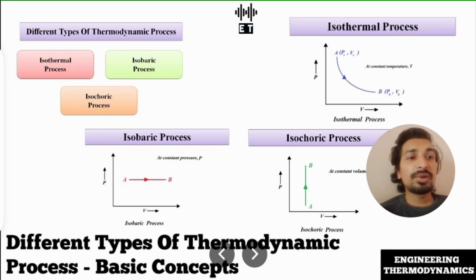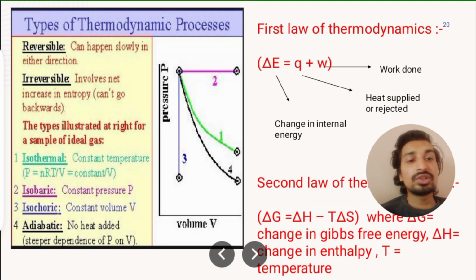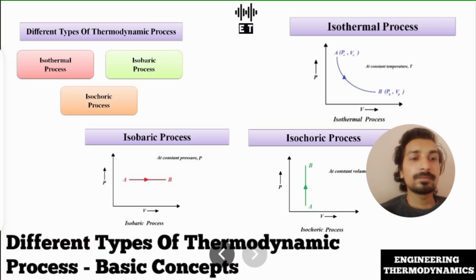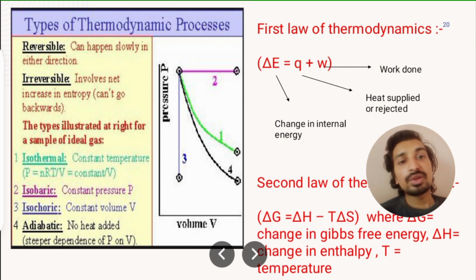So the isothermal process graph you can see, isobaric graph you can see, and isochoric graph you can see. Isothermal means constant temperature, isobaric means constant pressure, isochoric means constant volume. So all the situations, how the graph reacts, you can see. Then you have types of thermodynamic processes: reversible, irreversible. Types can be illustrated as isothermal, isobaric, isochoric, what I told you. So you can see constant pressure, isobaric, constant volume, whatever I told you.